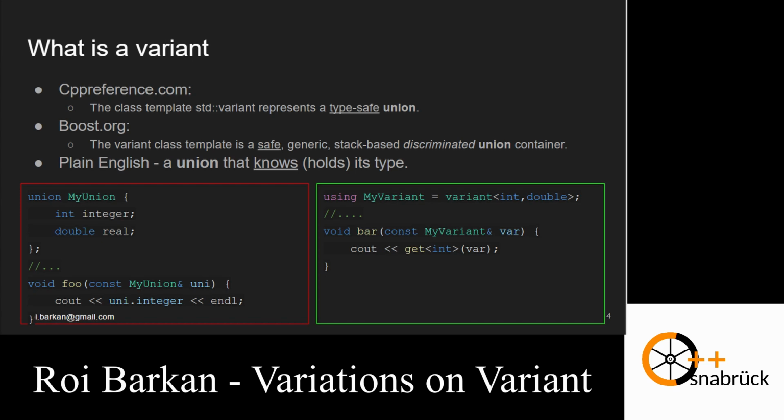And we can look at the code. A typical variant is used as a variant template with the different types. As I mentioned, a typical union looks like a struct declaration, but you need to choose from the different types, and the function that uses them, like foo here, needs to access members and it knows which type to use.